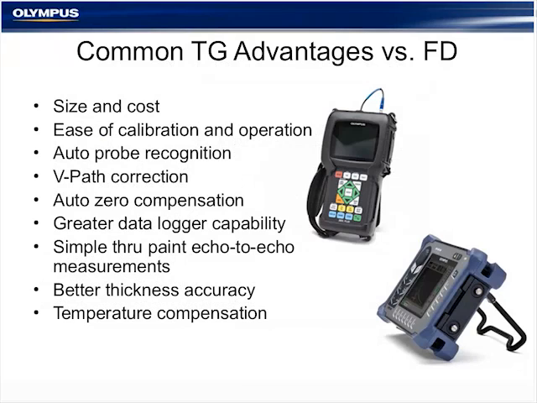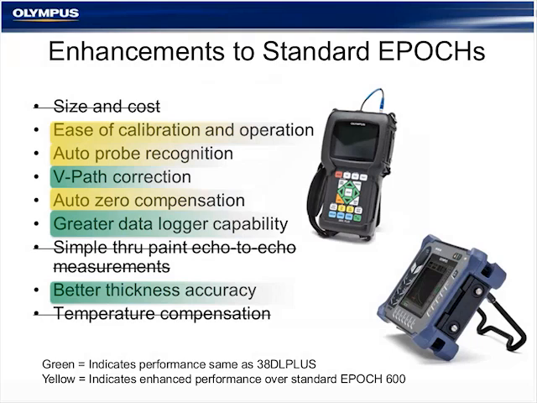If we return to this slide that I outlined before, common thickness gauge advantages versus a flaw detector, now we can actually start to eliminate some of those advantages. This corrosion module is enhanced compared to a standard EPIC flaw detector in some of these areas. Size and cost may still be a consideration for purchasing a dedicated thickness gauge, but for ease of calibration, auto probe recognition, and auto zero compensation, we've made some significant enhancements for the flaw detector with this corrosion feature.